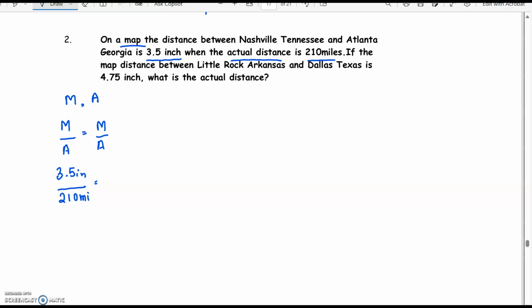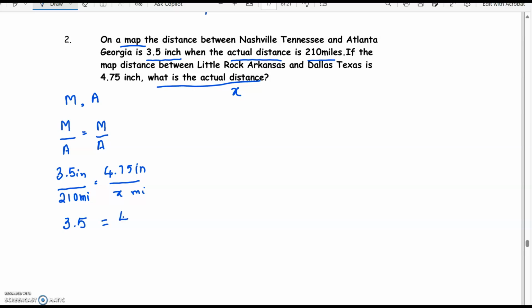So let's read on. If the map distance between two cities, Little Rock and Dallas, is 4.75 inches, so we know it sits in the numerator on the other side, what is the actual distance? If you don't know what it is, we're going to call it x. So your answer is going to be x miles. So if 3.5 inches on the map represents 210 miles, we are going to find out how many miles 4.75 inches represents.